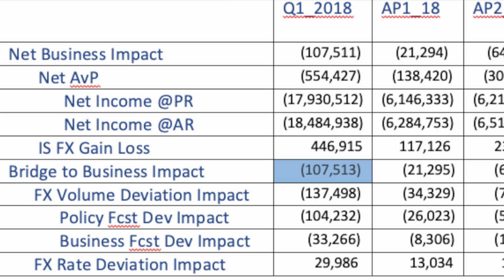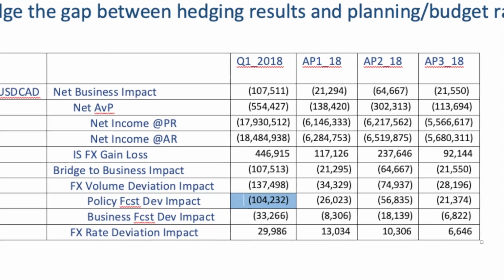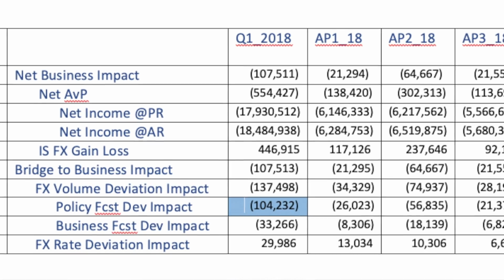And first of all, the volume drivers actually account for more than 100% of that. You can see those are 137,000 loss. And that's broken down into 2 pieces. Part of it is the volume miss from the policy itself. So if we're only hedging 80%, you wouldn't expect a complete offset. And that missing 20% hedge, in this case, cost us about $104,000.